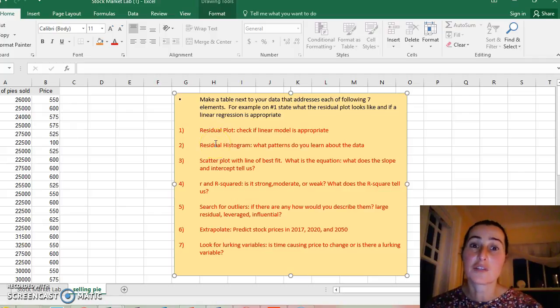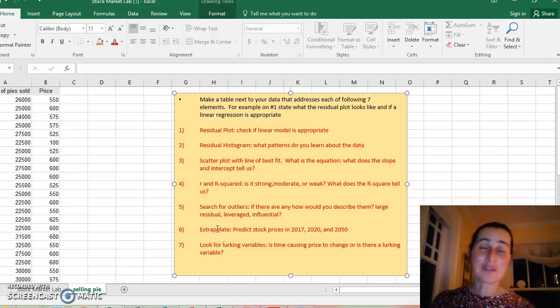And those 7 things are I want you to do a residual plot, the histogram, a scatter plot with best fit line. Okay, so you come up with the equation and you tell me, do you think this is the right thing, a best fit line? A look at outliers. What kind of outliers are they? Do they have leverage? Do you think you should remove them and look at the equation without those outliers? Look at the r squared without them. And then, of course, I also want you to look at the r and the r squared.